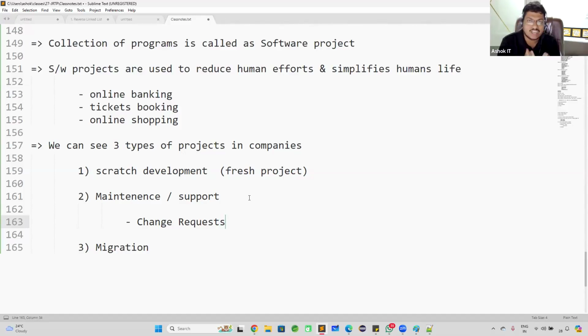That means the functionality is already available. The client wants to change this functionality according to his new ideas. And next one, in the existing project only, the client is asking to implement some new functionality.